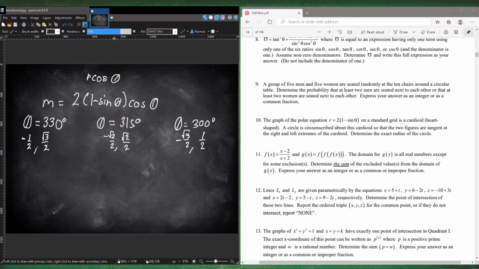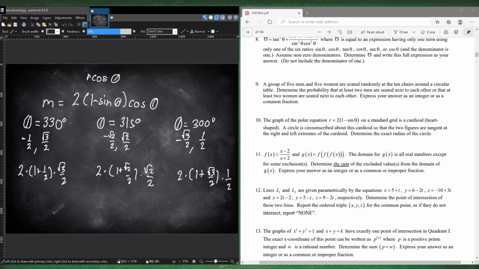So all you have to do is put this in your calculator. 2 times 1 plus 1/2 times square root 3 over 2. 2 times 1 plus square root 2 over 2 times square root 2 over 2. And 2 times 1 plus square root 3 over 2 times 1/2. So using your calculator to check all three, whichever one is the bigger number is your maximum radius. And that's all you have to look for because this is going to be the extreme.